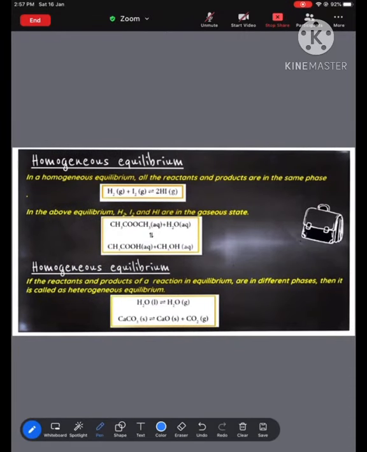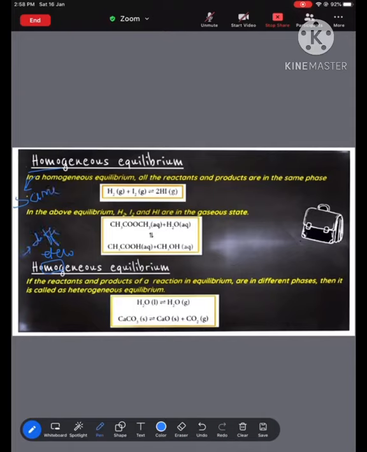So, in chemical equilibrium, we will talk about two types of equilibrium. One is homogeneous, and another one is heterogeneous. What is homo? Homo means same. Hetero means different.